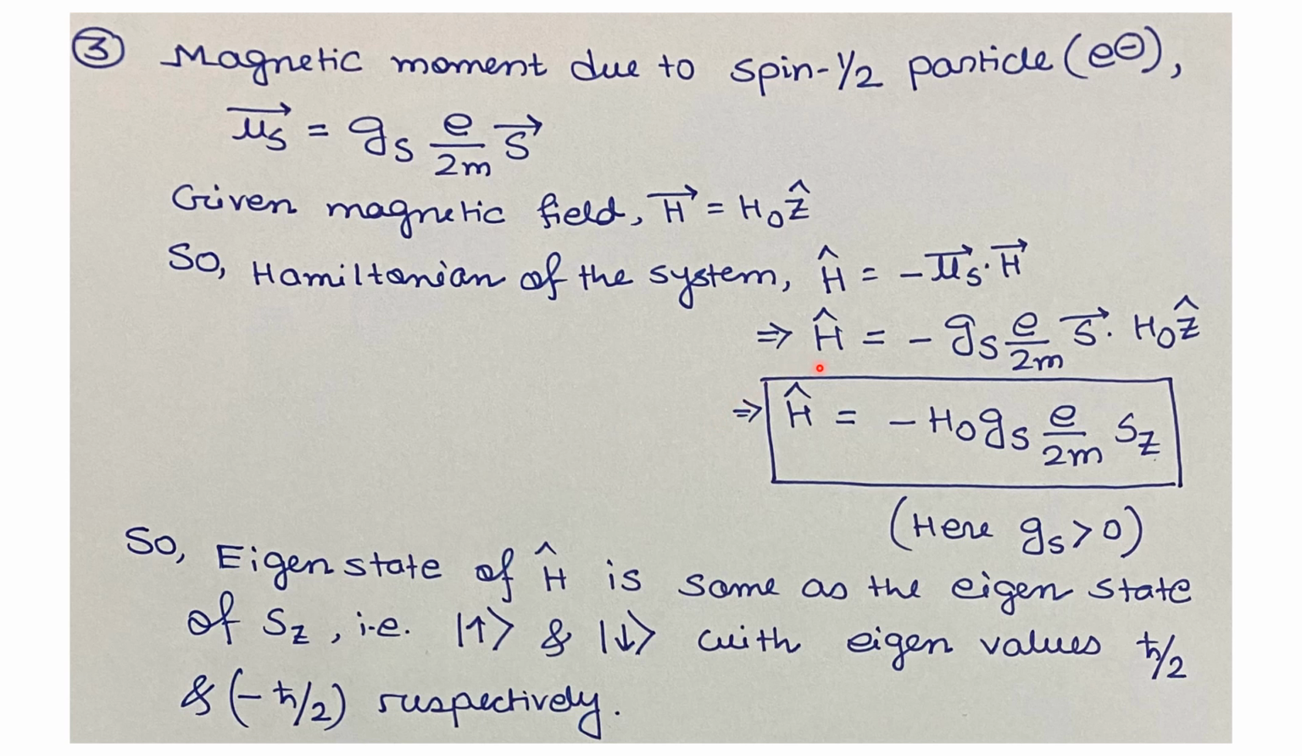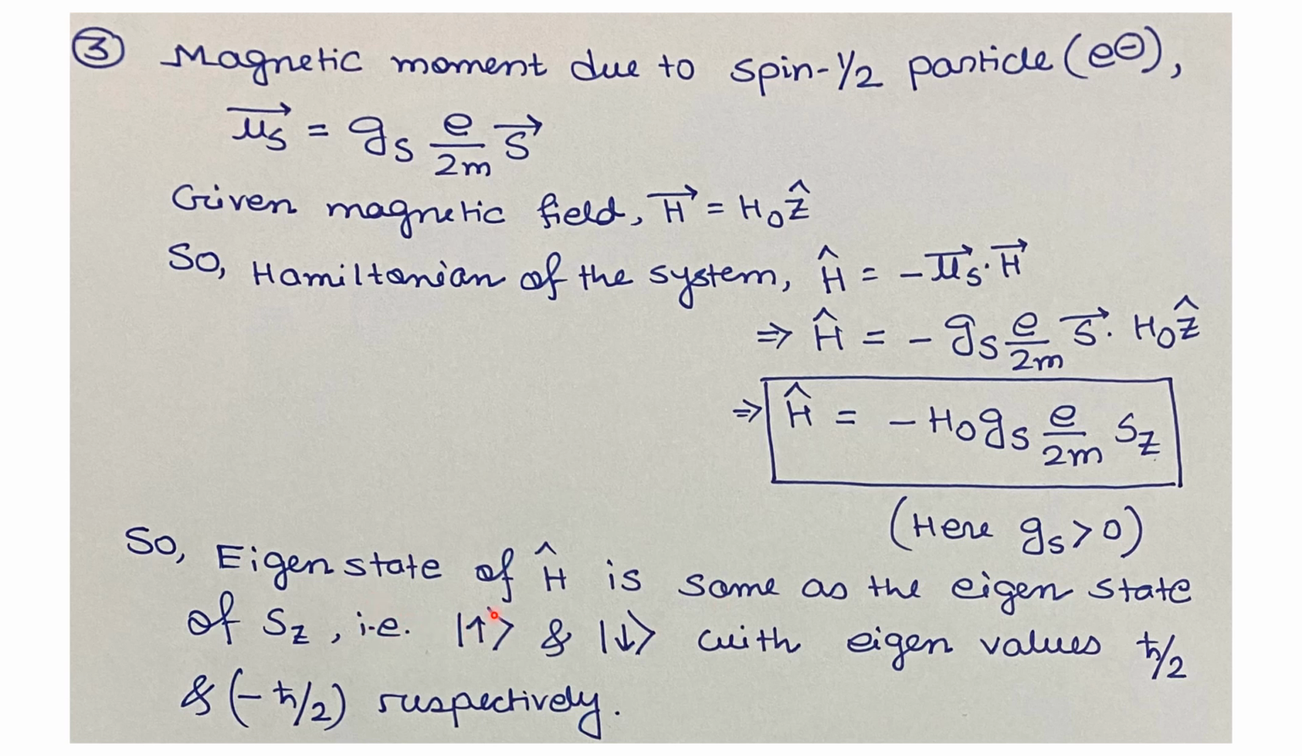So the Hamiltonian of the system will be minus gs times e by 2m times S vector dot product with H naught z cap, which is the magnetic field given in the question. So we'll get the Hamiltonian for this system as minus H naught gs e by 2m Sz, because here we are taking the dot product of the S vector and z cap. So it will give the projection of the S vector along the z cap direction, that will give Sz. It is given in the question also that gs is greater than 0.